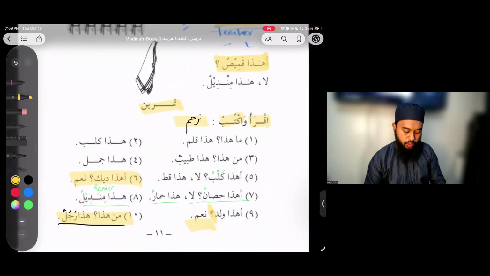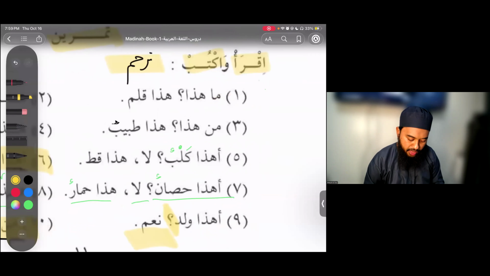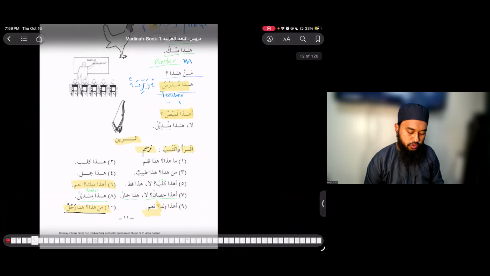Iqra wa-ktub. I'm not going to go over this. We could do this ourselves because this is a revision. It's asking you guys to just write the vowels. Ma hada? Hada qalam. Man hada? Hada tabib. Ahada kalb? La, hada qitt. You could do that yourselves. Moving on to lesson number 2.